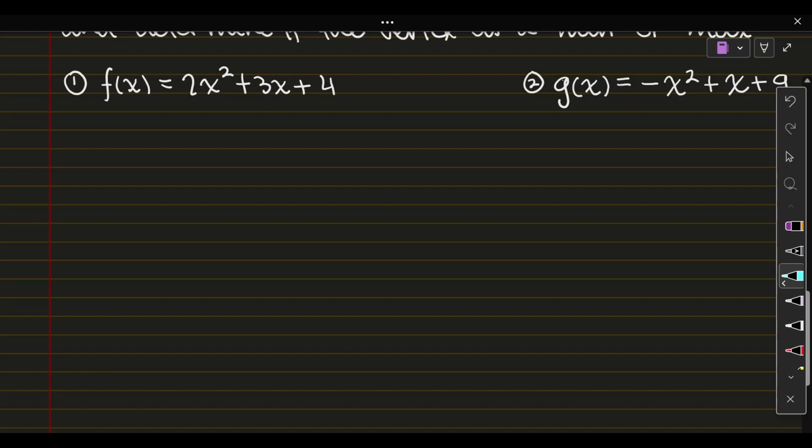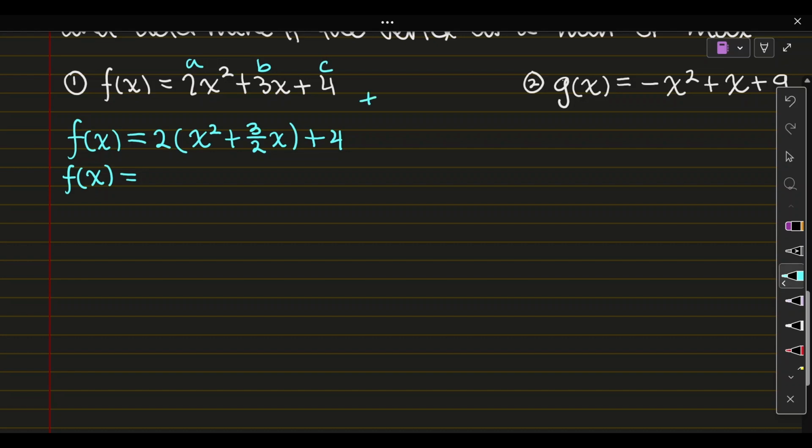Well, our first step is to factor a off of the two terms. In this case, a is 2, so I'm going to factor out 2. So I have 2 times (x squared plus 3 halves x), and then plus 4. Good. Okay, now I can add and subtract. Remember, this is a, this is b, this is c, and what I want to add and subtract is (b over 2a) squared. So for this, b is 3 over 2 times a. A is 2, so 2 times 2 is 4, squared.